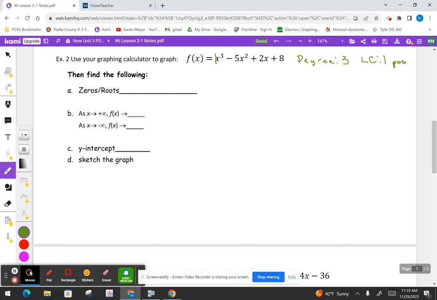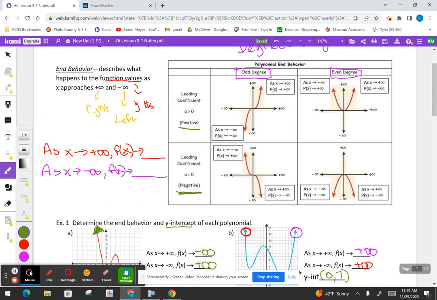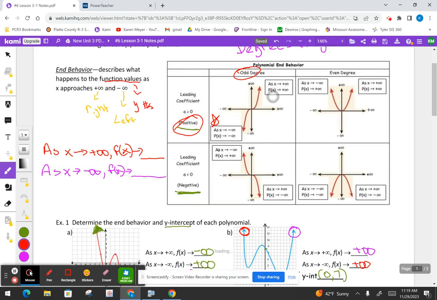So I want to look for degree of 3, which is an odd number. So 3 is odd. And leading coefficient is 1, which is positive. So if I come up here and I want to look in the category where it says odd. So we're right here where it says odd. And then we said the leading coefficient is positive. So then these two things right here give me my answer.